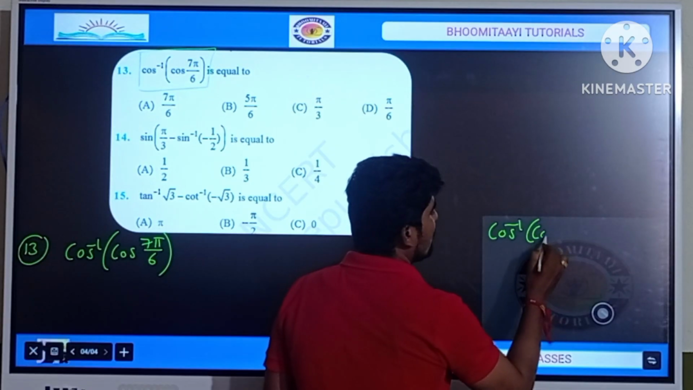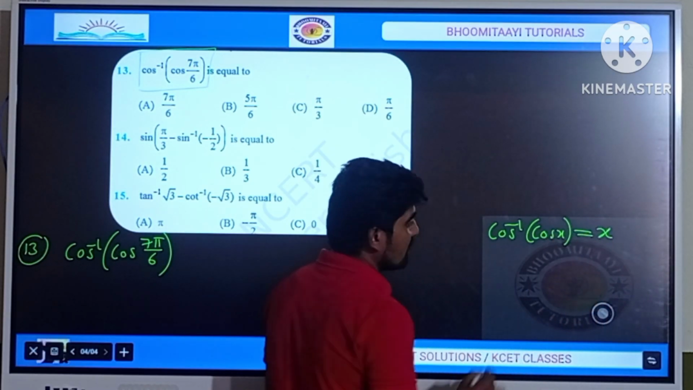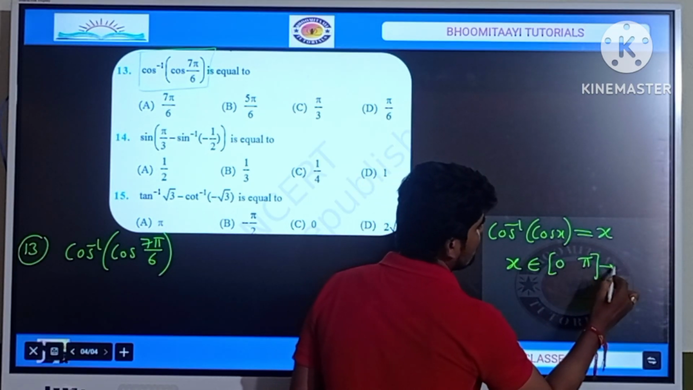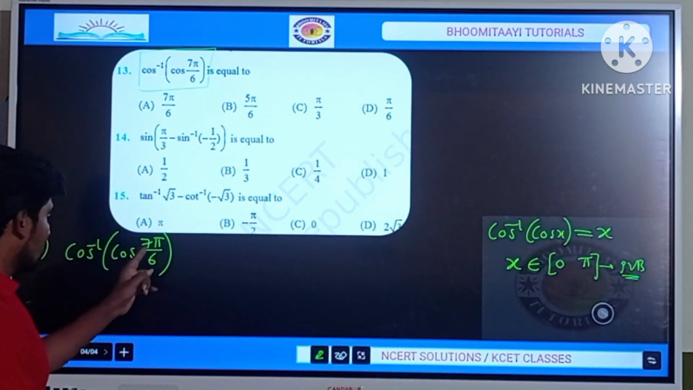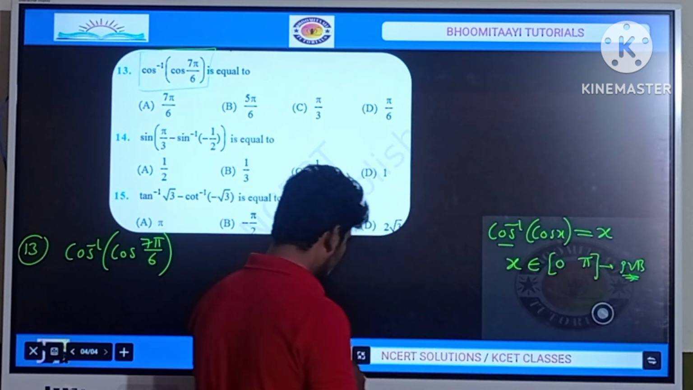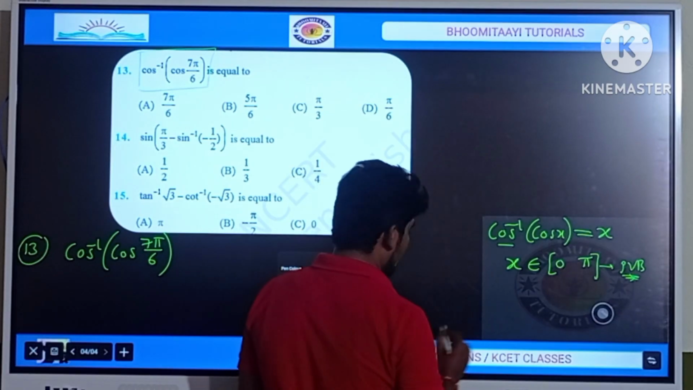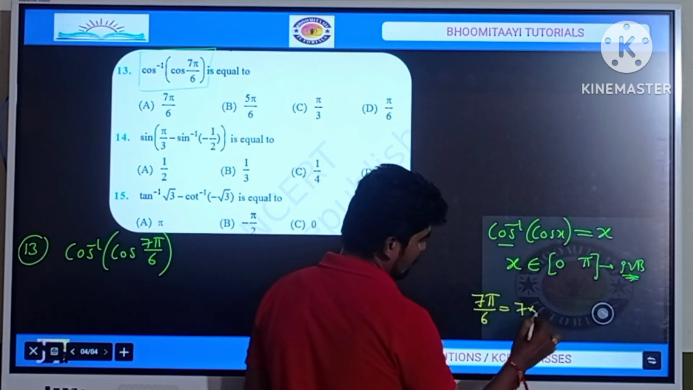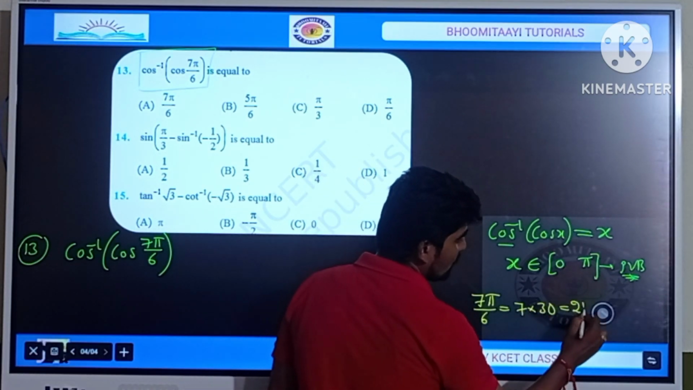cos inverse of cos x, and we know that cos inverse of cos x is equal to x for x belonging to the closed interval 0 to pi, which is the principal value branch of cos inverse. So let us check whether this 7 pi by 6 belongs to the principal value branch of cos inverse or not. So the degree measure of 7 pi by 6: we know that pi by 6 is 30 degrees, so 7 into 30 is 210 degrees.